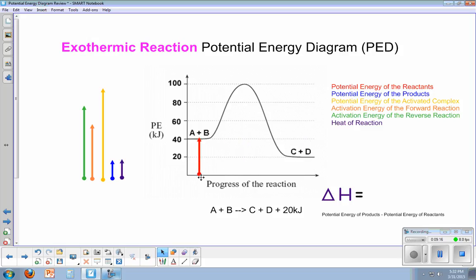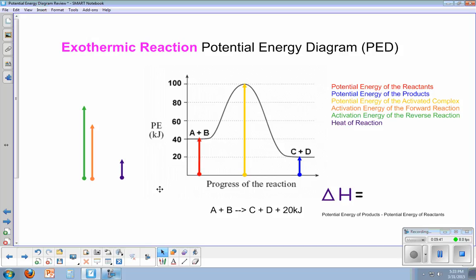Where does it start? Where does it end? My products end with 20 kilojoules. I'm going to show that with blue, and it goes from 0 to 20. So again, potential energy is starting from the very bottom. Potential energy of my activated complex would be 100 kilojoules, which is represented by the yellow arrow here. So all the potential energies are represented, and they're all touching that bottom axis.